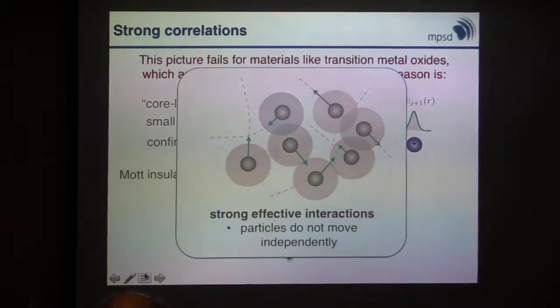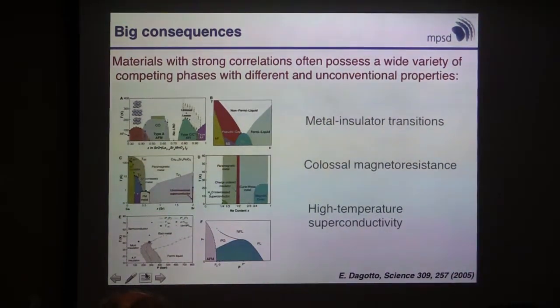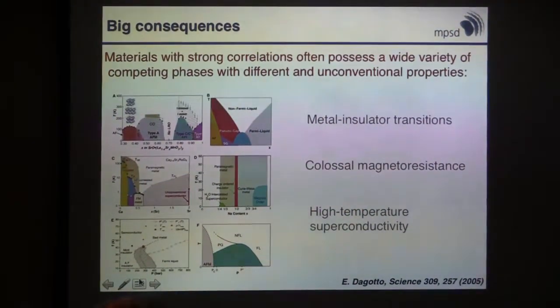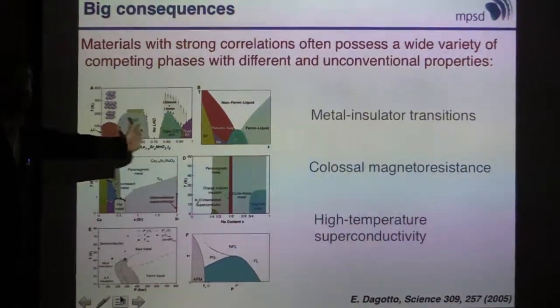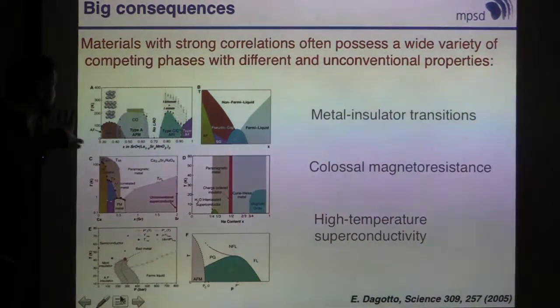So the fact that you have strong effective interactions means these particles do not move independently, but their collective properties are really surprising, and this has massive consequences. The way we usually understand these materials is by plotting their phase diagram. A typical phase diagram will be something like this, where I plot the temperature on this axis and the stoichiometry, so let's say the number of holes or electrons that I have close to the Fermi level in the material.